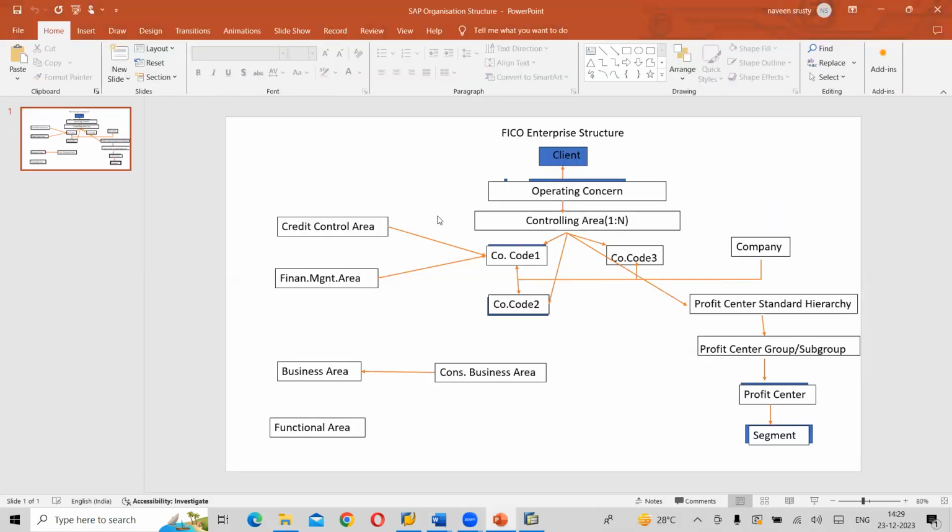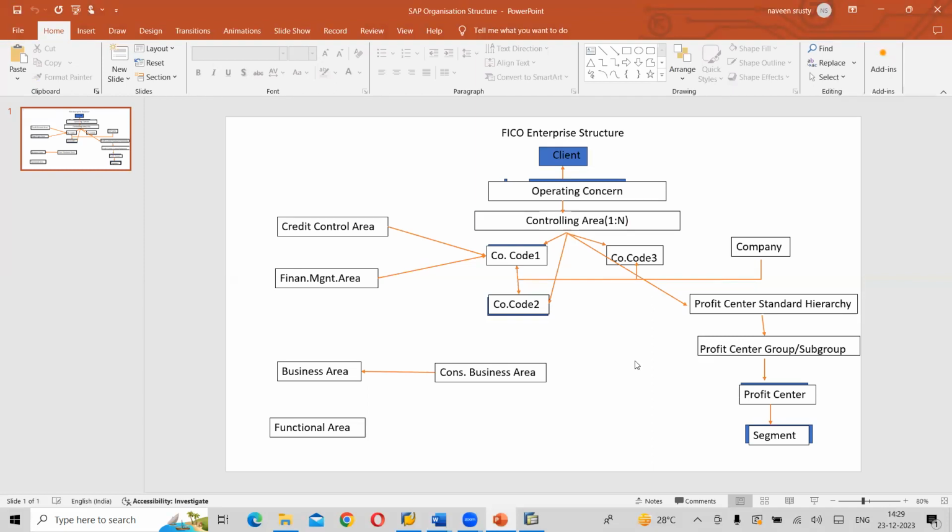You can see here, this is also the same thing. Company, profit center standard hierarchy, profit center group and subgroup, profit center. We know now what is profit center and how we segment. We will create the segment product wise. And this profit segment will be linked to profit center, right? So this profit center is linked to controlling area. We already discussed what is controlling area.